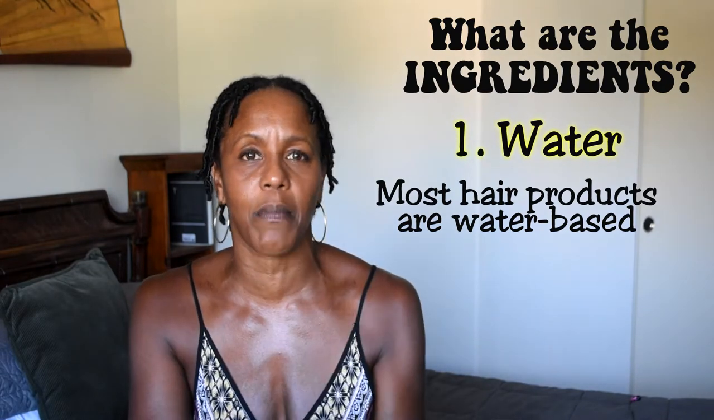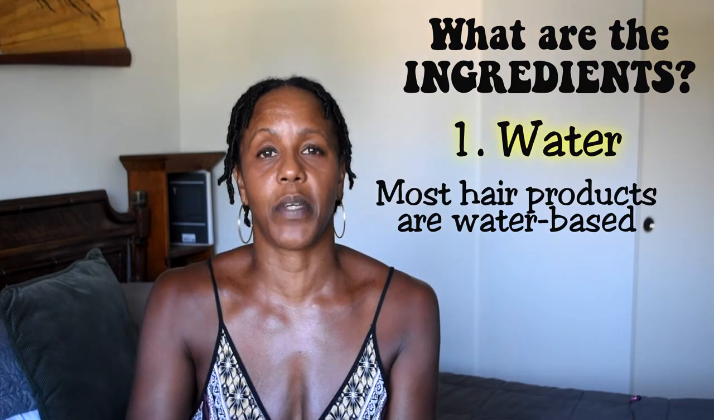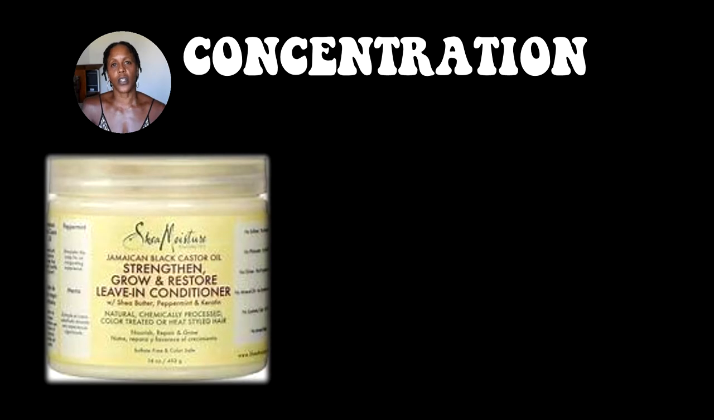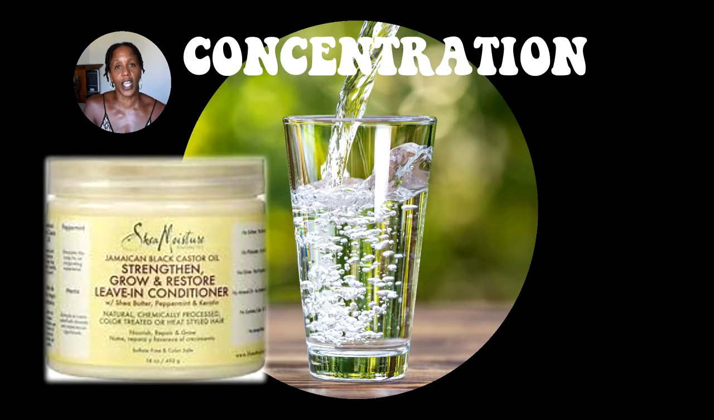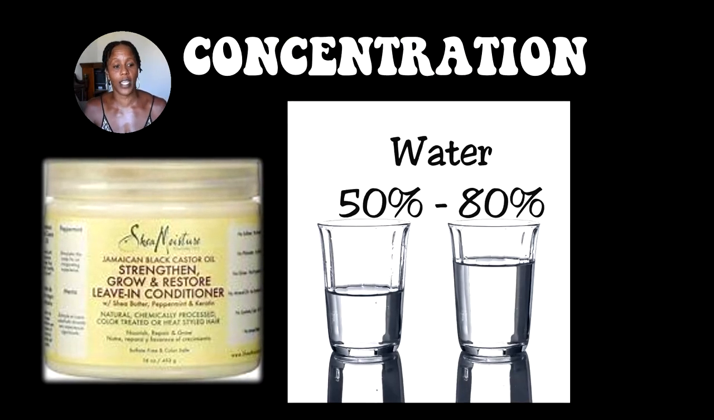Now, water being number 1, most hair products are water-based products. So any hair product that you pick up, the number 1 ingredient most likely will be water. And another thing that is common is also the concentration. So the concentration of water in most hair products are between 50% to 80% of the weight of the product. So in this case, this leave-in conditioning cream, 50 to 80% of this product is water. So you can see this package here, and if you go 50%, it'll be here, is that much of it is water.